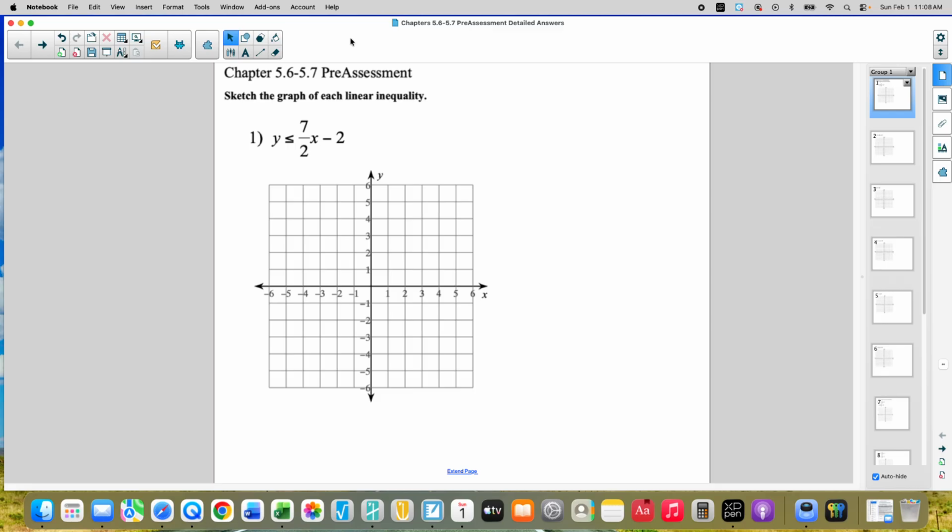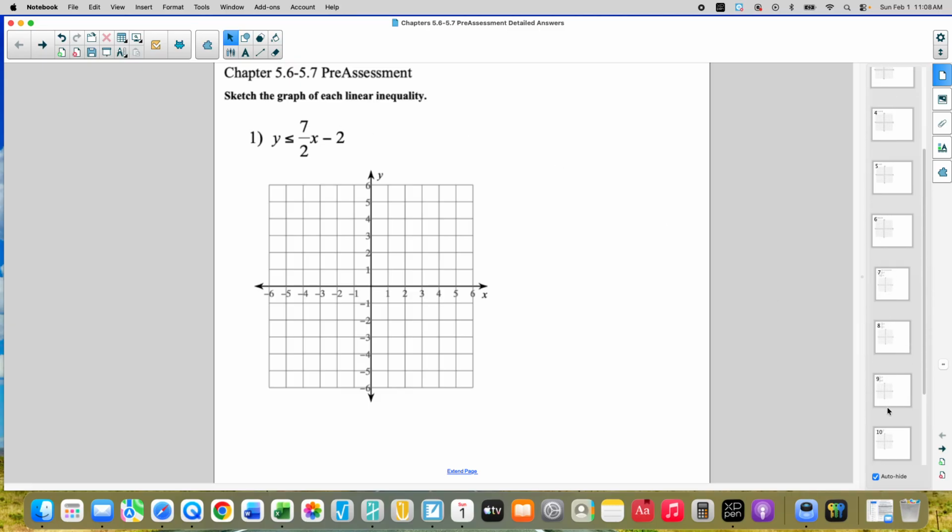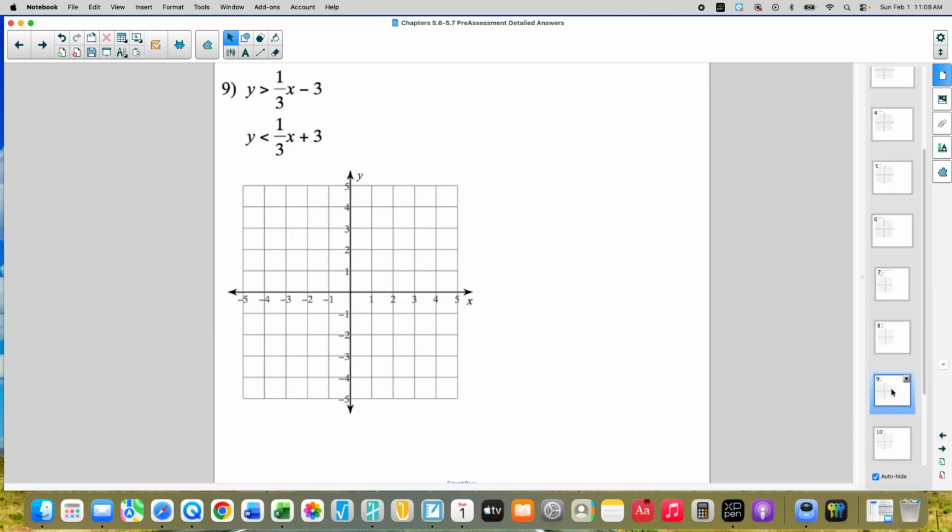This is a review for Chapter 5.6, 5.7 Pre-Assessment. 5.6 deals with linear inequalities, which is what we see right here. And then 5.7 deals with systems of linear inequalities, where we have two of those linear inequalities.